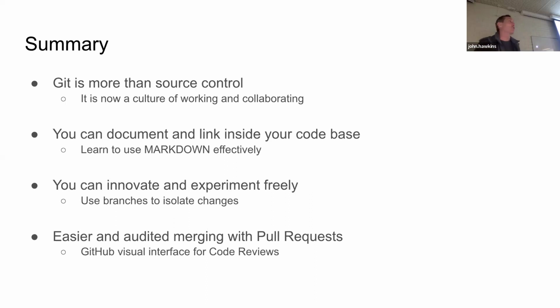It's now a culture of working and collaborating, and even though there's variation in the way people do it, there are some norms that are generally used by many, many different teams, which I've gone through today. You can document and link inside your repository with Markdown, which is a really simple and easy to use way of writing documentation. There's other useful things with Markdown too. You can generate PDFs from it as well, so you can write simple documents and share them around in PDF format if you need to.